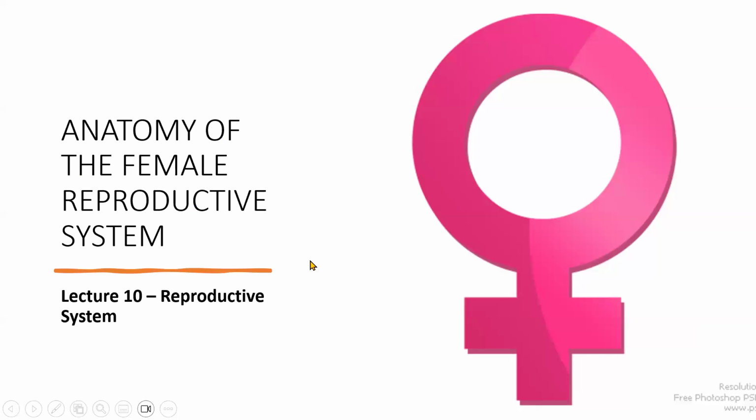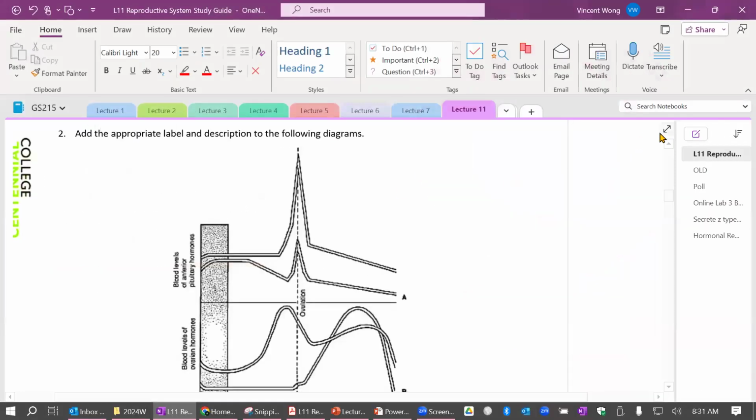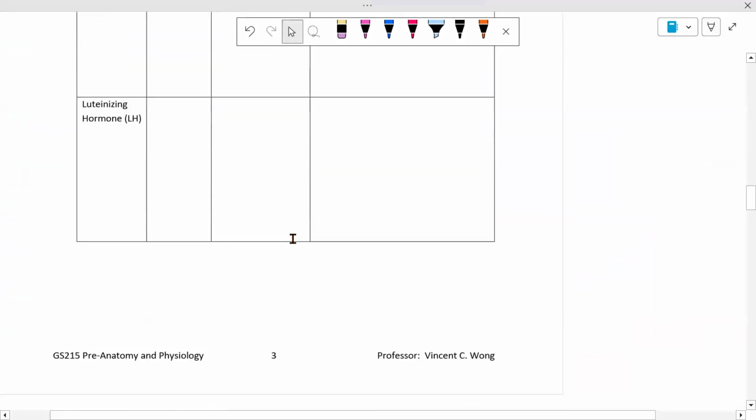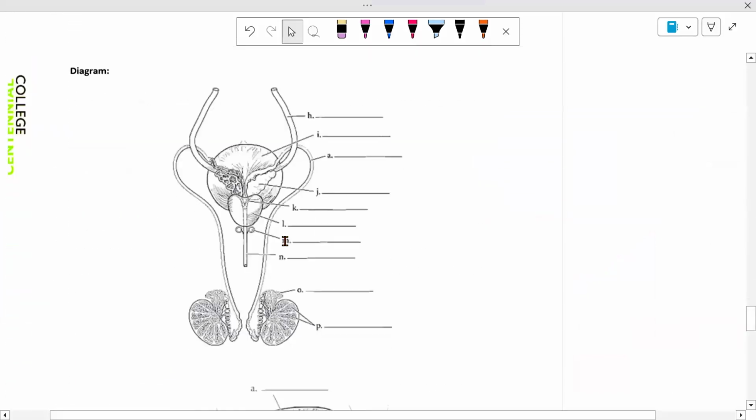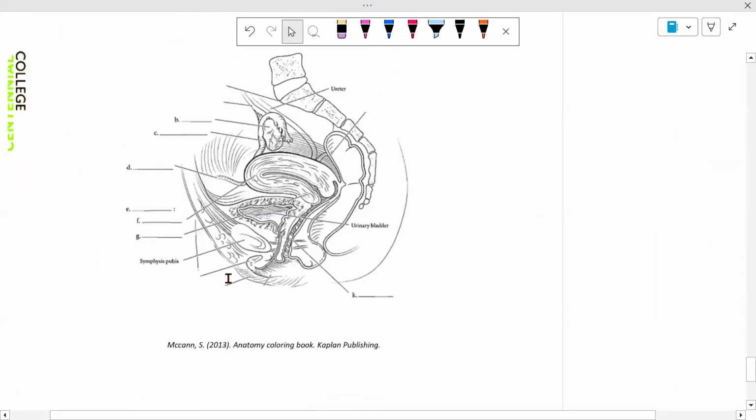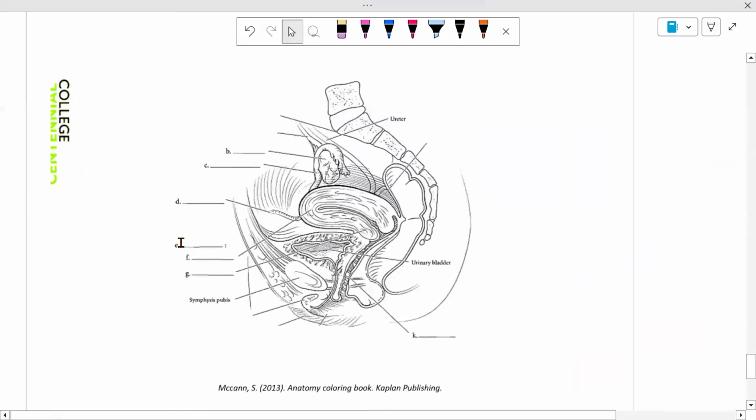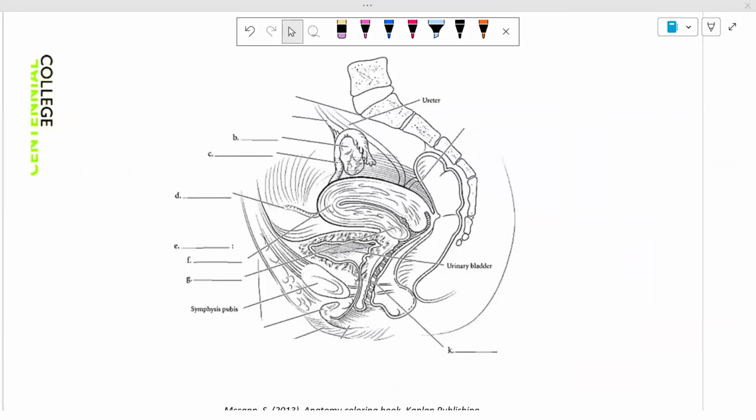Let's start with the anatomy of the female reproductive system. And we're going to go ahead and pull up the study guide. We're going to find the diagram to label right here. So I'll give you a moment to bring that up and then we'll do it together.